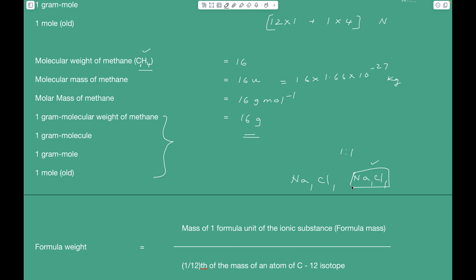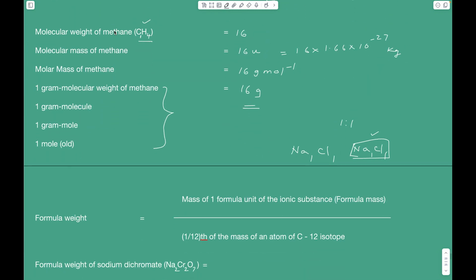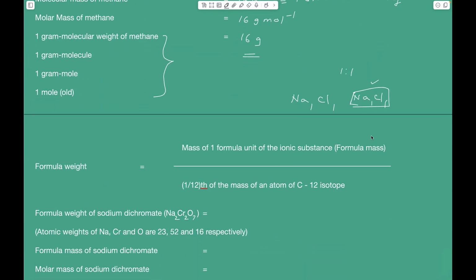So this formula of sodium chloride represents the smallest possible unit in the compound sodium chloride. That is why it is called its formula unit. Now, just the way we have defined molecular weight for molecules and atomic weight for atoms, we can define what is called formula weight for formula units, that is for ionic compounds. And it is defined as the ratio between these two. And it also has the name relative formula mass.